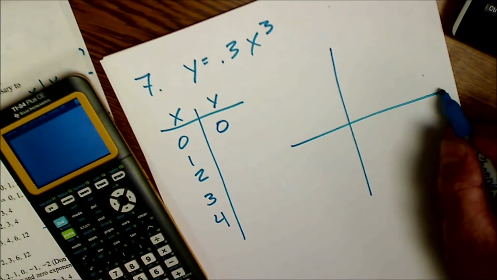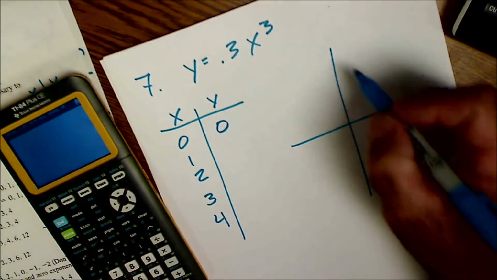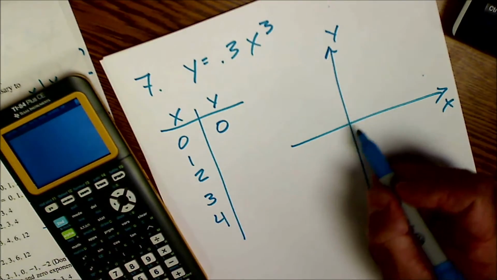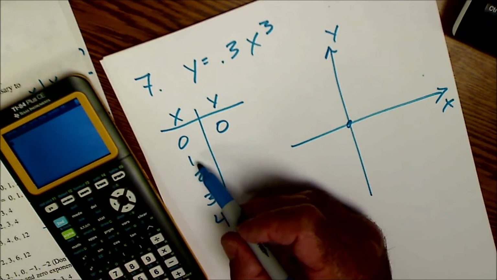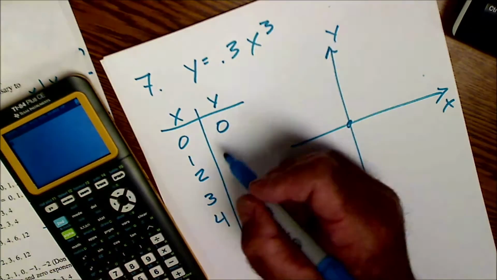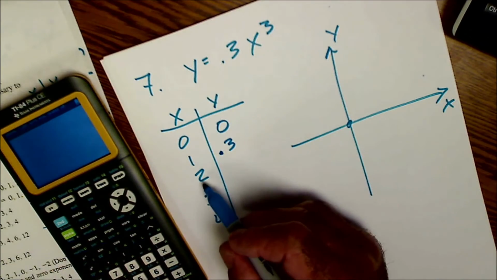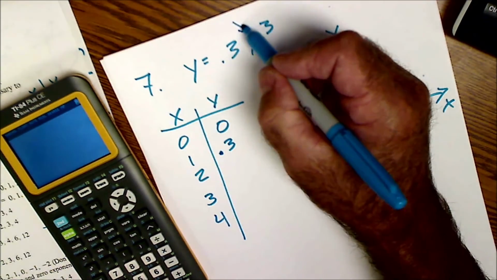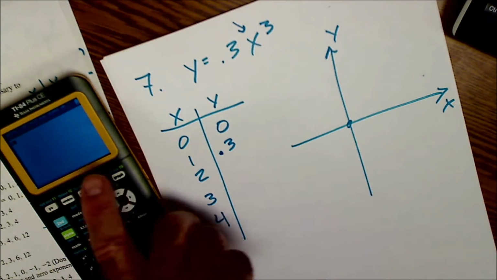And I'll graph them as I come up with them. Again, independent variable x, dependent variable y. I go over 0, up 0. Number 1, I plug 1 in here. 1 cubed is 1, times 0.3. Now I'm going to take 2 and plug 2 in here. So I have 2. You see that?